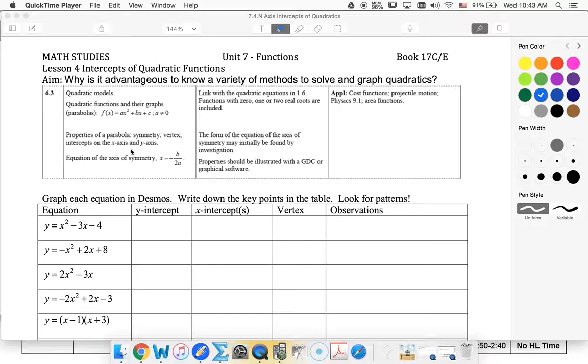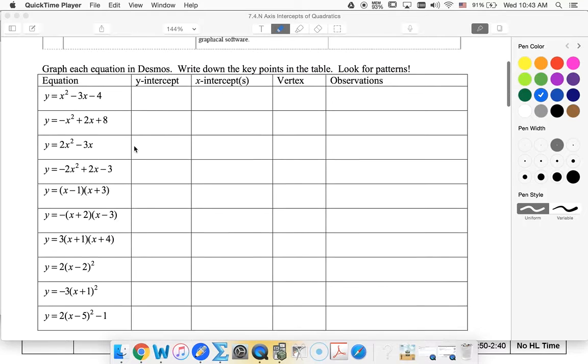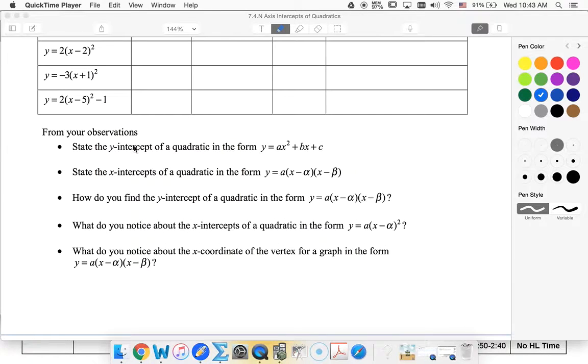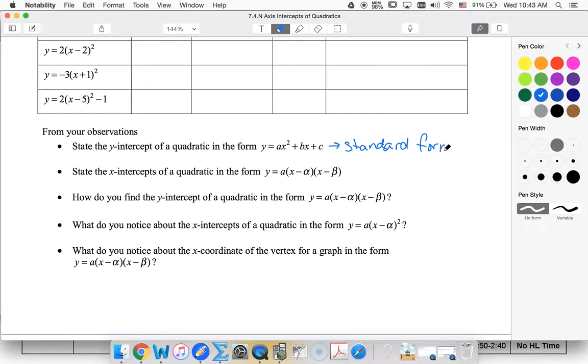So you should complete this table using Desmos to help you and notice some observations. And what you should conclude at the end of this is that if my quadratic is in standard form, then C is always going to be my y-intercept. So my y-intercept will be (0, C).